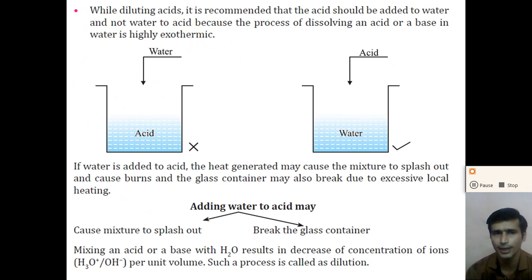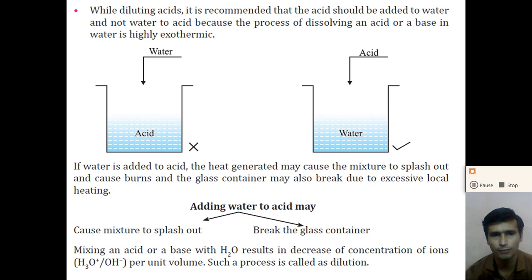When we dilute any acid or any base in the water solution, if you want to make a dilute solution of the acid or a base, it is recommended that the acid should be added to the water, not water to the acid, right? So if you take an acid in a beaker and you want to dilute it, do not add water to the acid. Instead, add the acid to the water, because the process of dissolving an acid or a base in water is highly exothermic. That means heat will be produced.